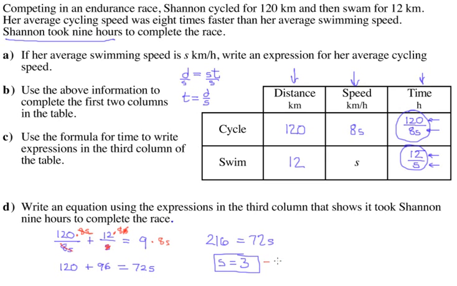So Shannon swims at 3 kilometers an hour. She bikes at 8 times 3, so 24 kilometers an hour. The time she spent biking would be 120 divided by 8 and also divided by 3, which would be 5 hours. And the time she spent swimming would be 12 divided by 3, which is 4 hours. These really do add up to 9 hours, so it looks like it worked.